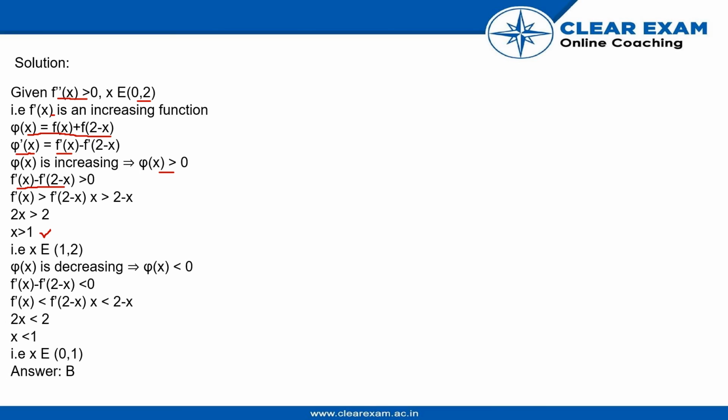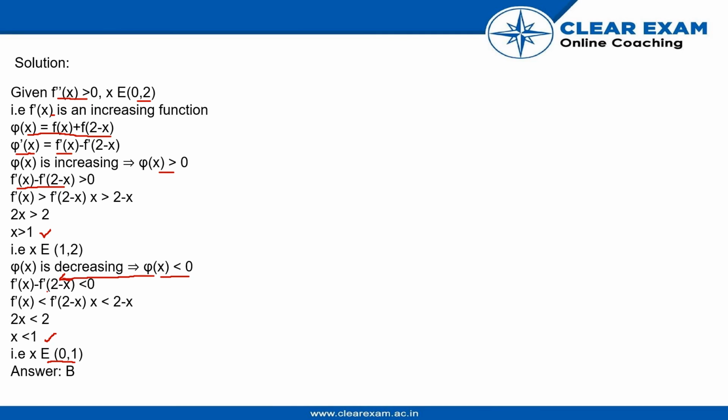For phi x to be a decreasing function, phi dash x should be less than 0, and putting down the value of phi dash x here, which is f dash x minus f dash 2 minus x less than 0, on solving we'll get x less than 1. So x will belong to (0, 1).